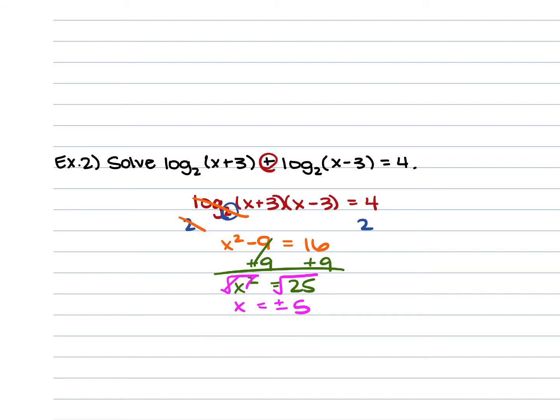We take the square root of both sides, and we have that x is plus or minus 5. You have to check these. You cannot take the log of a negative number. So if you plug in the 5, you have 5 plus 3 that gives you 8. That works. You plug in the 5 for the other, you have 5 minus 3 gives you 2. That works. If you plug in the negative 5, you have negative 5 plus 3, which is negative 2. You cannot take the log of a negative, so the negative doesn't work for this, and x is only going to equal positive 5.